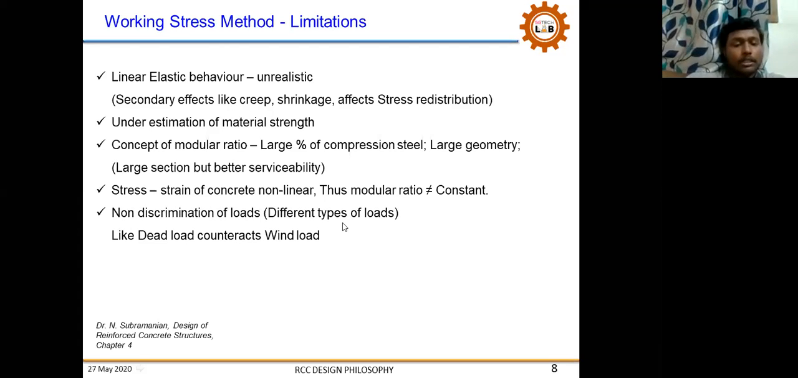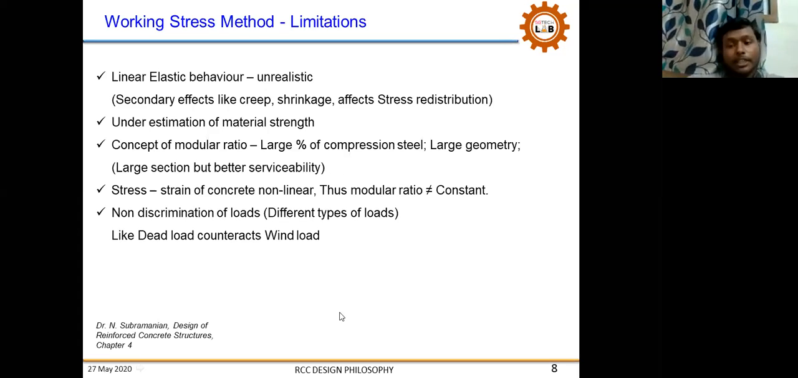The next problem is that stress versus strain is not linear for concrete. It is non-linear. So the modular ratio, where I showed you that formula, is not at all constant, but they have taken it as constant. This is another problem in this working stress method.